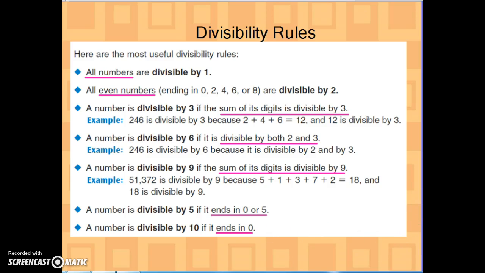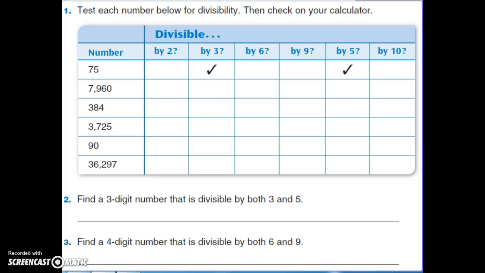You're going to be coming back to these divisibility rules quite a bit. You're going to use them to fill out this page of your math journal. It does tell you that you can check with a calculator, but please try to use the divisibility rules first, because you'll need to know how to use those. You won't always have that calculator available. So let's go ahead and take a look. We'll do one of these together.